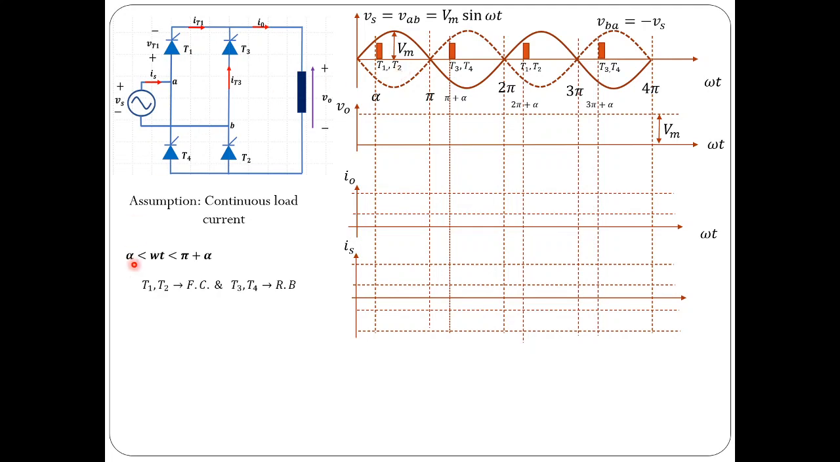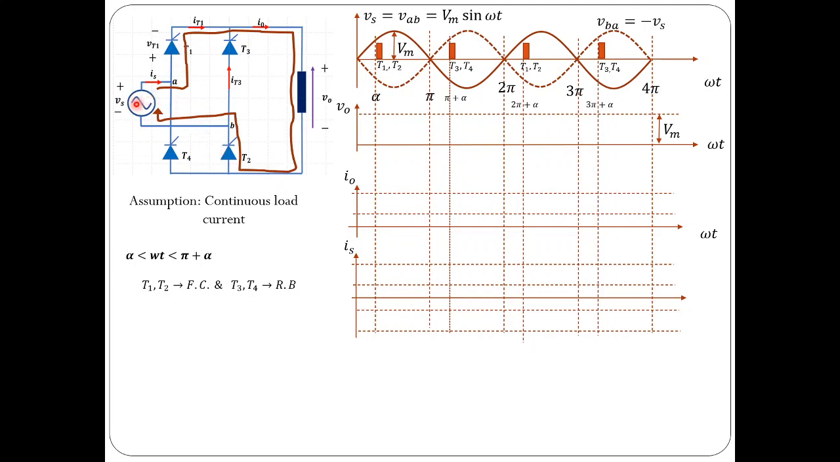From omega t ranging from alpha to pi plus alpha, T1 and T2 are in forward conduction mode, whereas T3 and T4 are in reverse blocking mode, so they will be in the off state. During this period, the direction of current from source to load would be from source terminal A to thyristor 1, then the load, then back through thyristor 2 to B and then to the source. This is the direction of the current, and during this period, T1 and T2 are conducting, so the voltage across them is going to be 0.